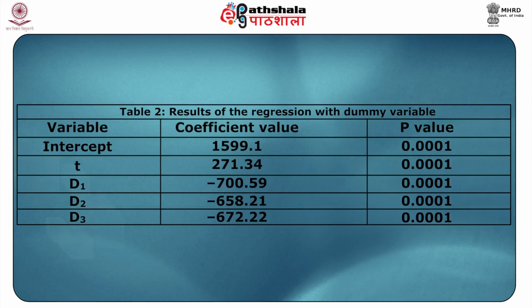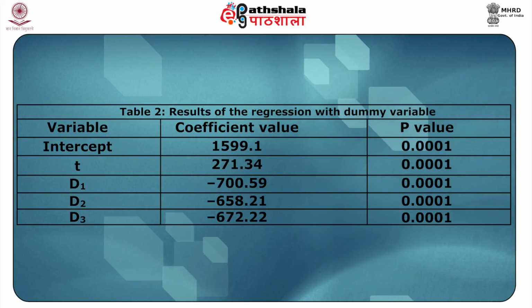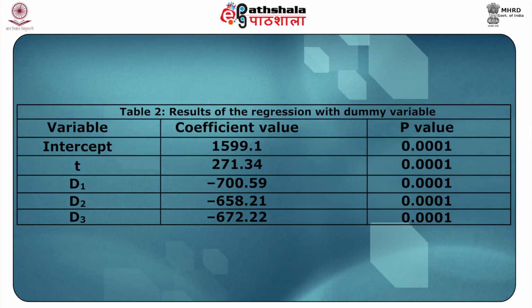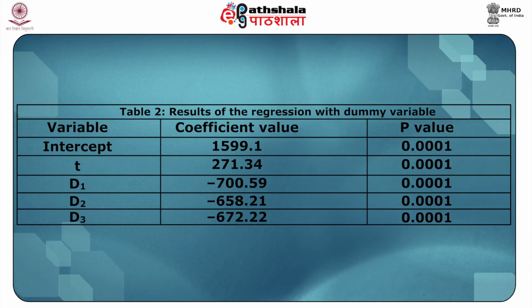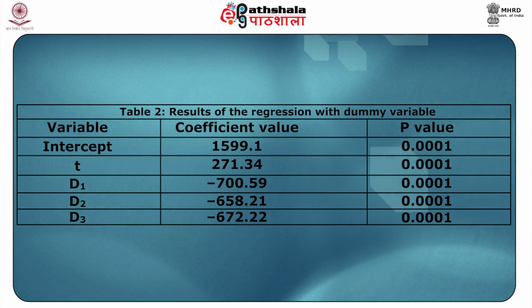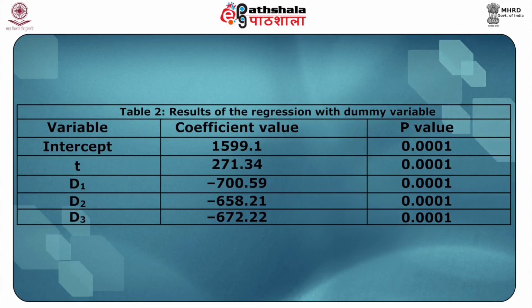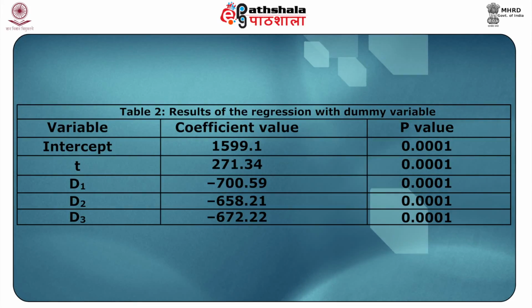Results of the regression with dummy variables. We have variable, coefficient value and p-values. For variable intercept, the coefficient value is 1599.1 and p-value is 0.0001. For T, the coefficient value is 271.34 and p-value is 0.0001. For D1, coefficient value is minus 700.59.